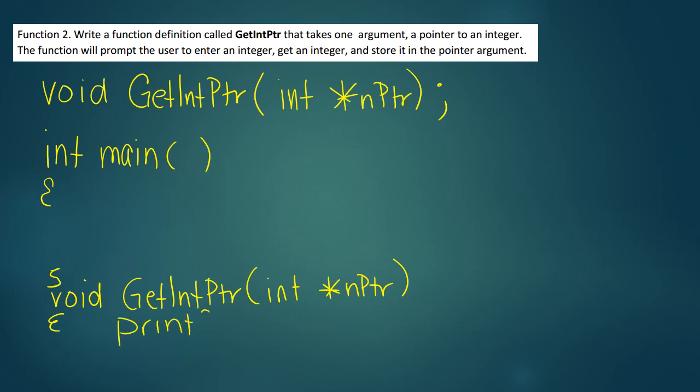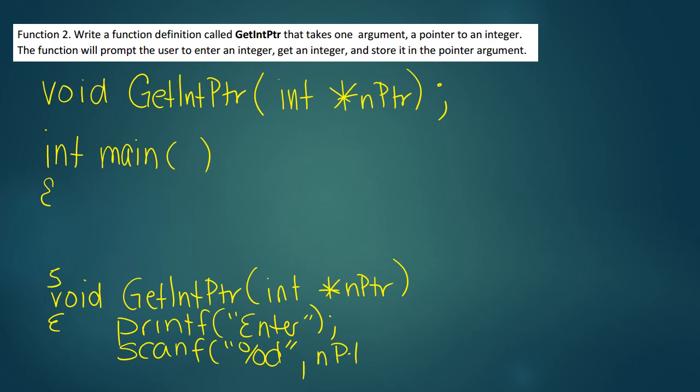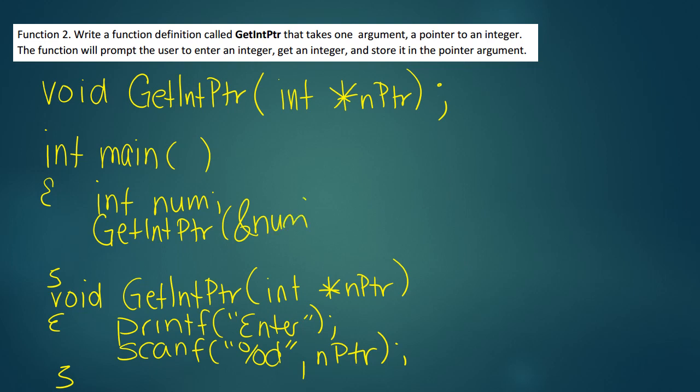Printf. Scanf. And since it's an integer, you don't need the white space there. It goes directly into nptr without the ampersand. And the function call takes address of num, and since it's a main function, you need a return 0.